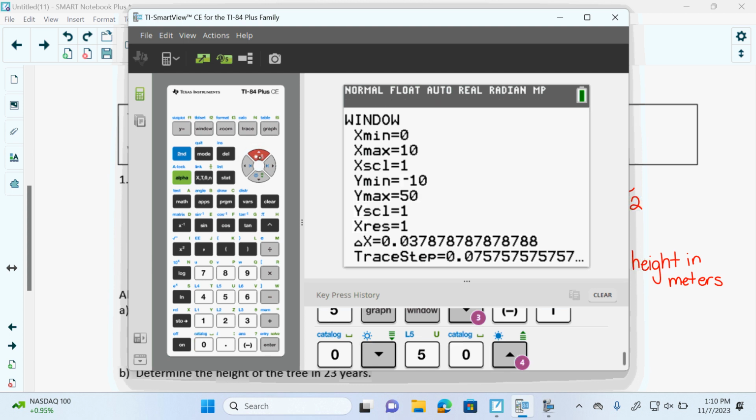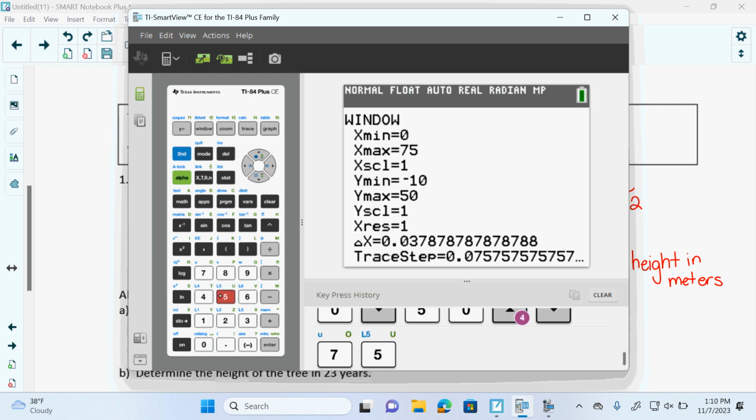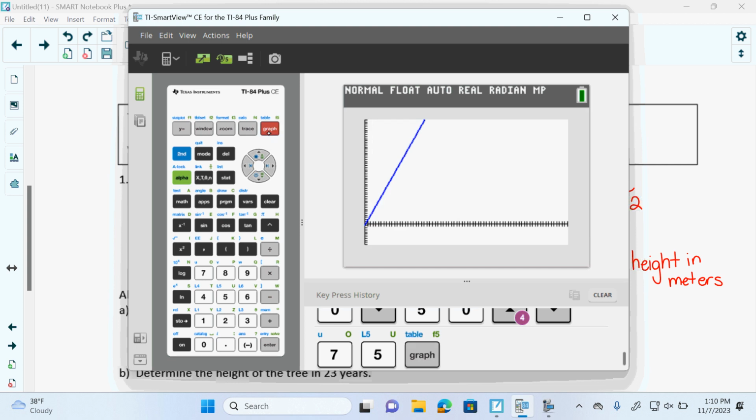Now, X is time in years. What can we start at for time in years? What does a tree start at? 0. Planted. There we go. Starts at 0. Now, we don't know how many years to go to. However, this is a multiple choice question. Do you see the answers in the multiple choice? 13.7, 14.1, 73.2, 74.1. So maybe what should I make my X max be? 75. Bigger than that. 75? Sure. Bigger than the answers, right? I have to be able to at least have all the answers on there. And then I press graph.